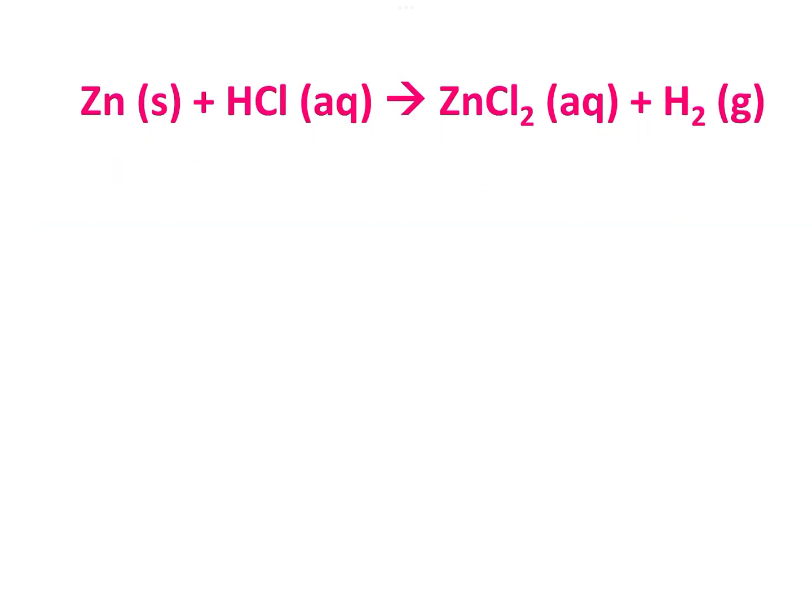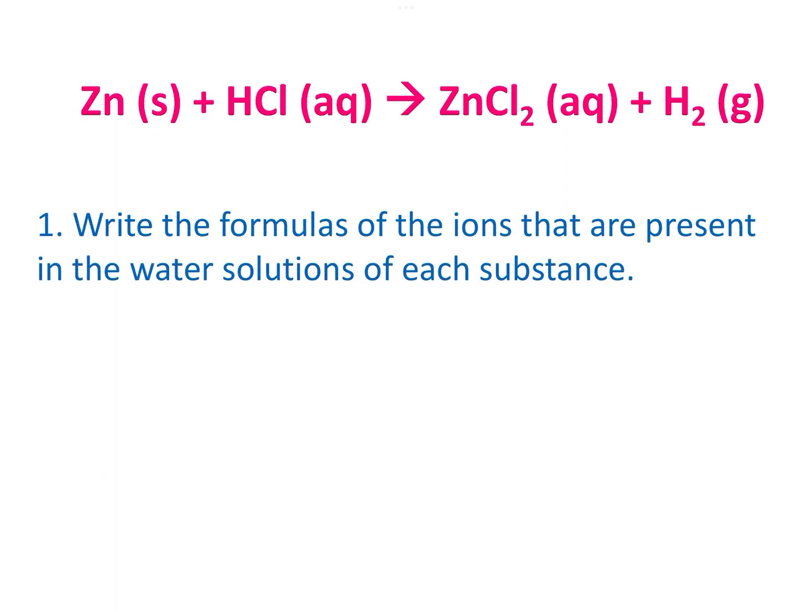So here we have a reaction. We have zinc solid plus hydrochloric acid yields zinc chloride and hydrogen gas. Step one says, write the formulas of the ions that are present in the water solutions of each substance. So the water solutions would be this and this.